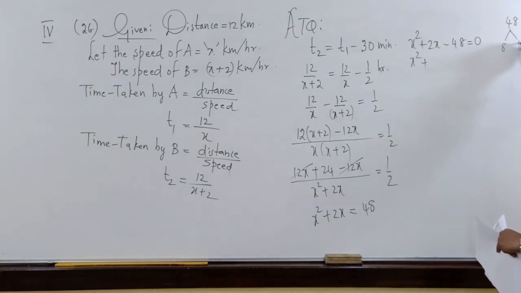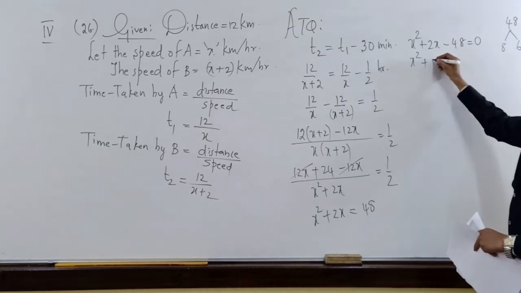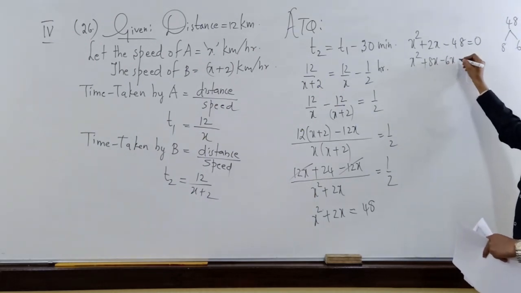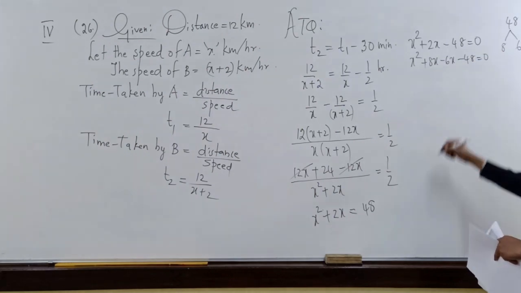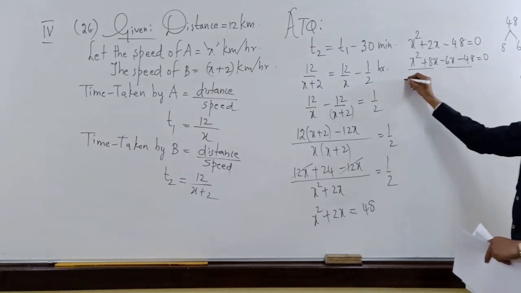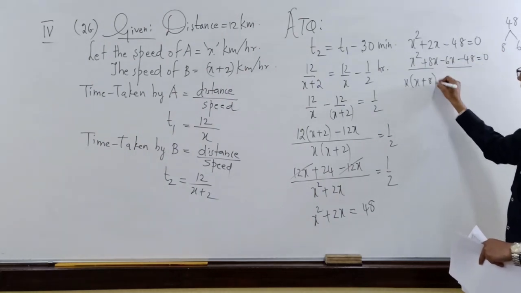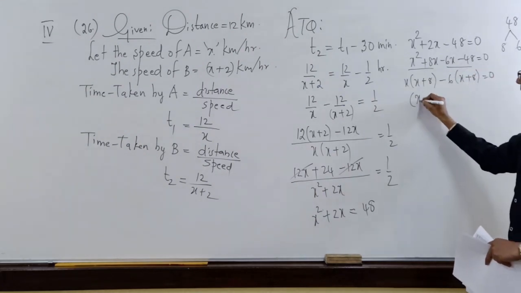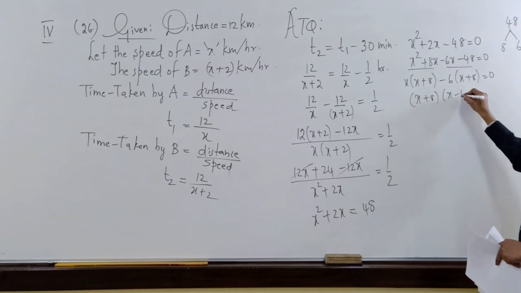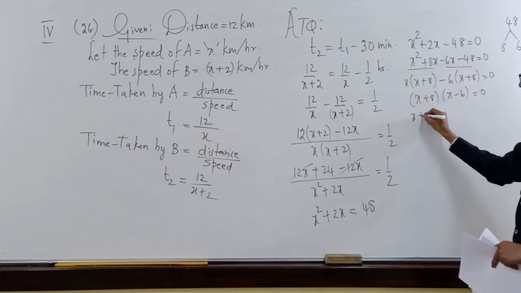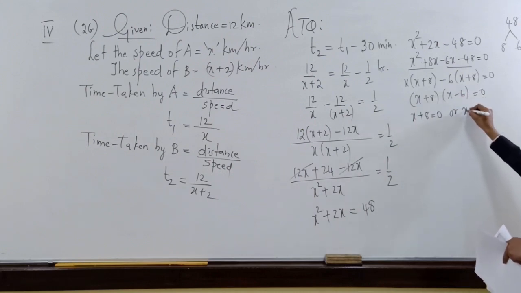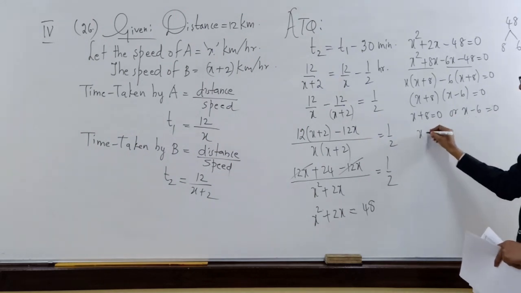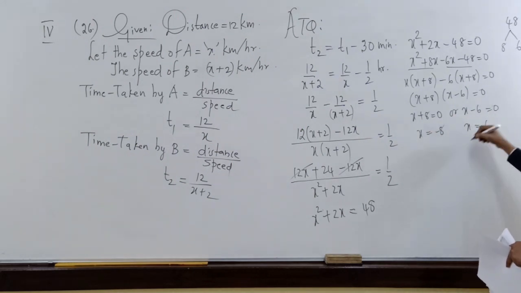So it has to be 8 6s are 48. So x square plus 8x minus 6x minus 48 equal to 0. Then factorize by grouping. x is common here, and minus 6 is common, so you get x plus 8. x plus 8 is one factor and x minus 6 is another factor. Both the factors have to be equated to 0. So x is minus 8, x is plus 6.